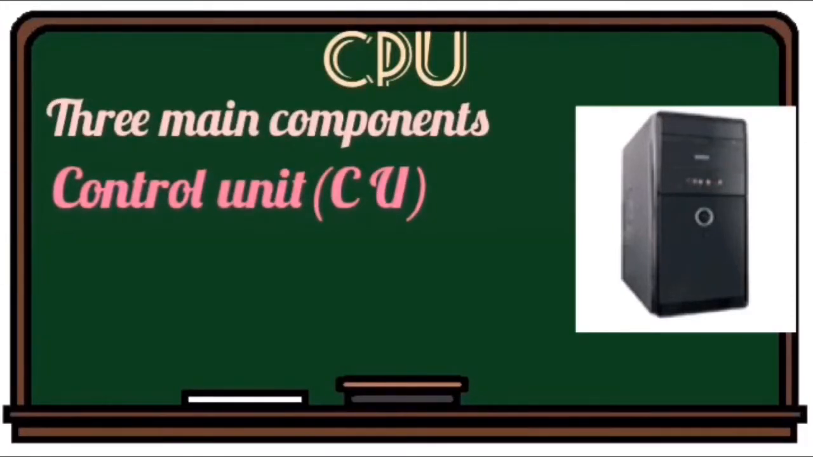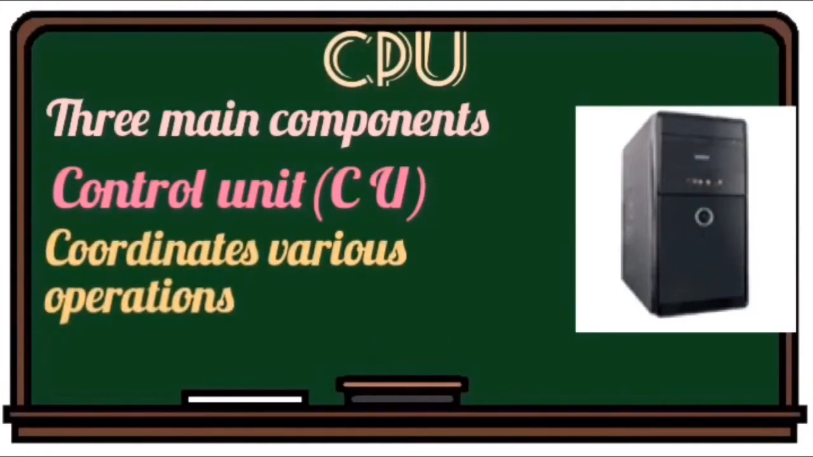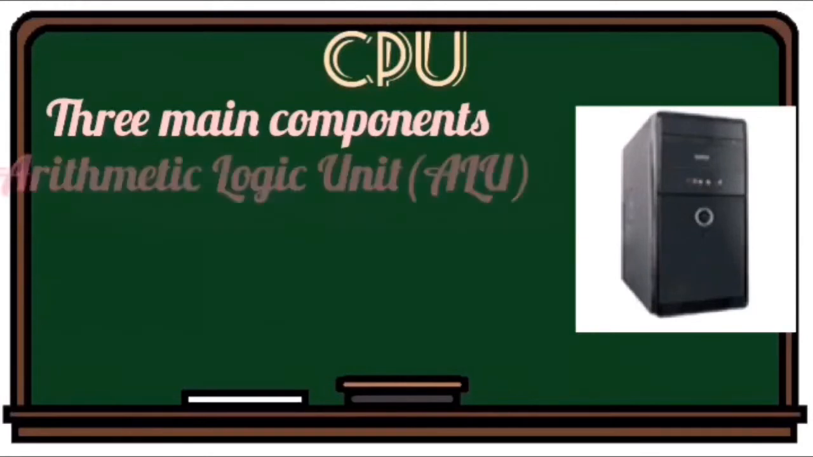There are three main components in the CPU. The first one is the control unit. What will the control unit do? It will control all the activities or all the operations which are done on the computer. It will coordinate various operations done on the computer. That is the use of the control unit.